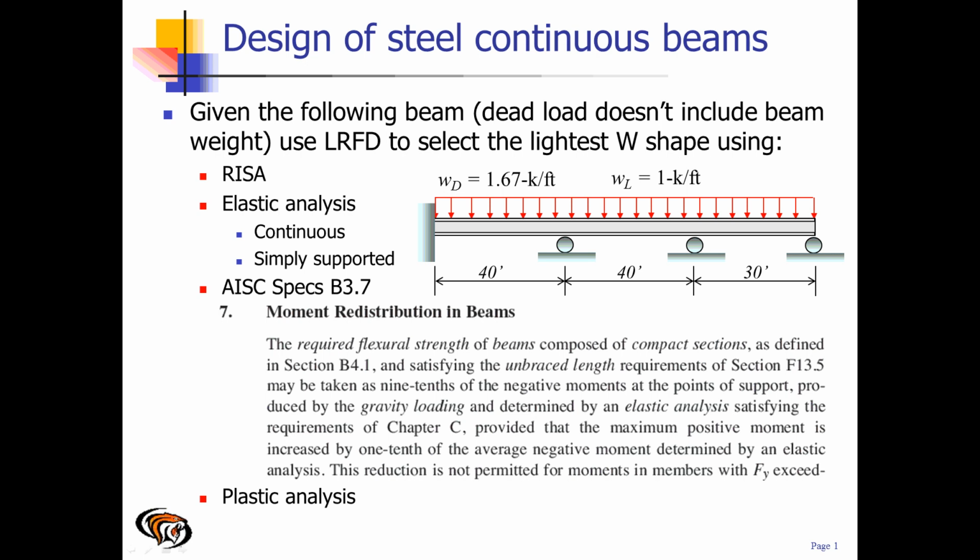for the continuous case. We'll reanalyze the beam as a simply supported beam, and then we'll look at the moment redistribution in beams method that is in the AISC specs section B3.7, which essentially takes and redistributes the maximum negative moment to the positive moment. It takes about 10% of the maximum moment and redistributes it to the positive portion of the segment. And we'll finish this example with a plastic analysis design.